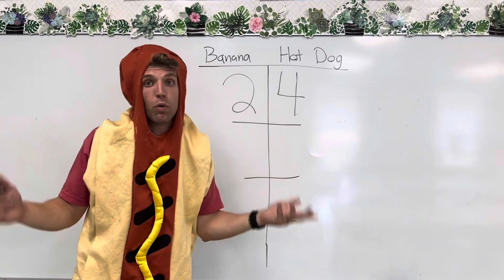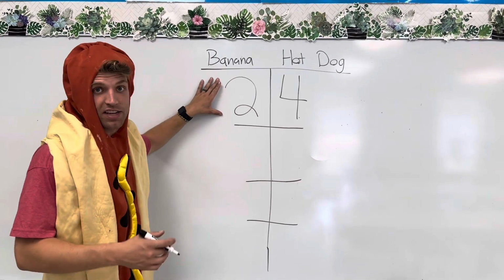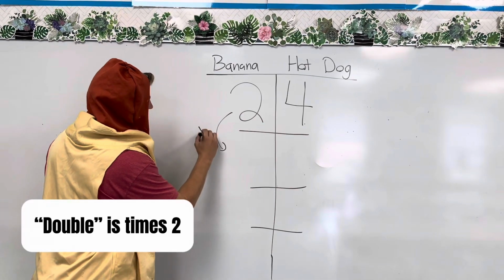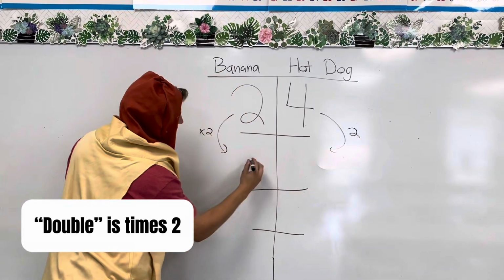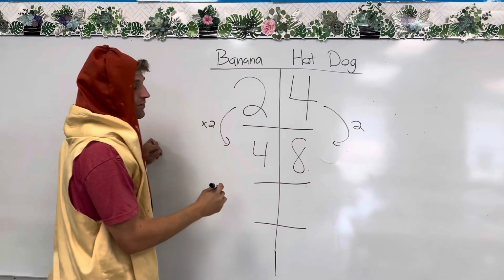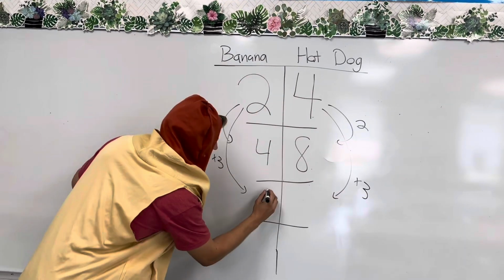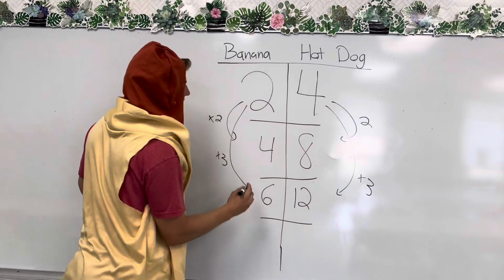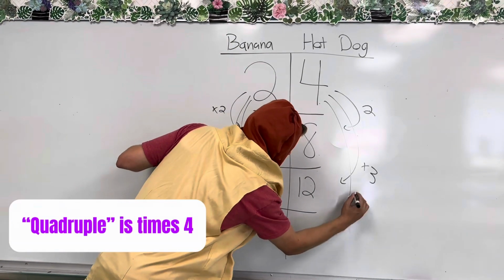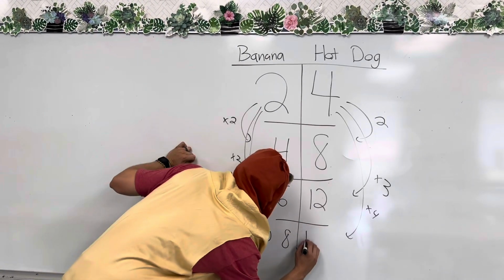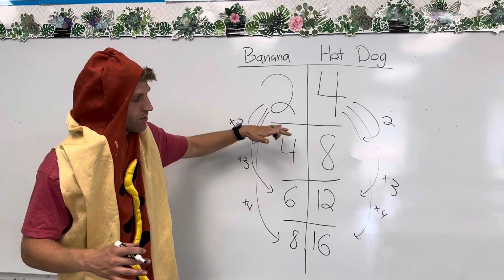Now we can make a ton of equivalent ratios based off of the number of slices Mrs. Banana eats compared to the number of slices I eat. For instance, we can double each side, which gives us a ratio of 4-to-8. I could also triple each side, which would give me a ratio of 6-to-12. I can quadruple each side, which would give me a ratio of 8-to-16. All of these ratios are equivalent to each other. Just remember, equivalent ratios are equivalent because they have the same value.